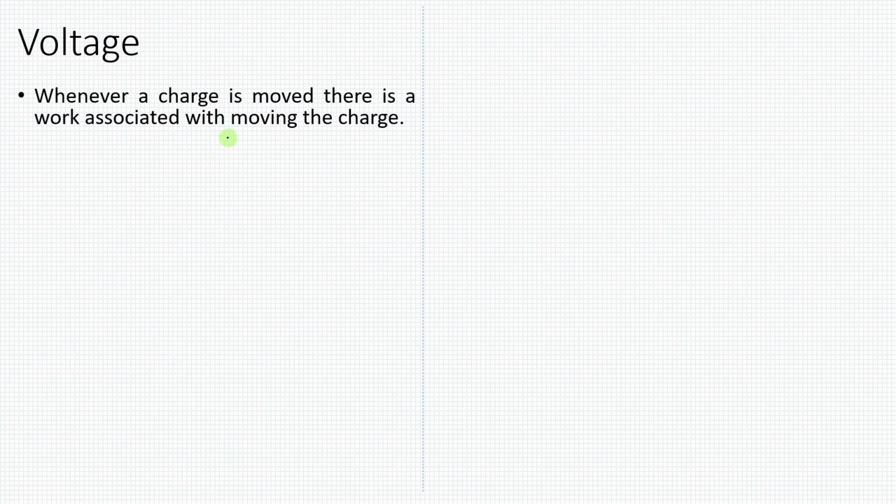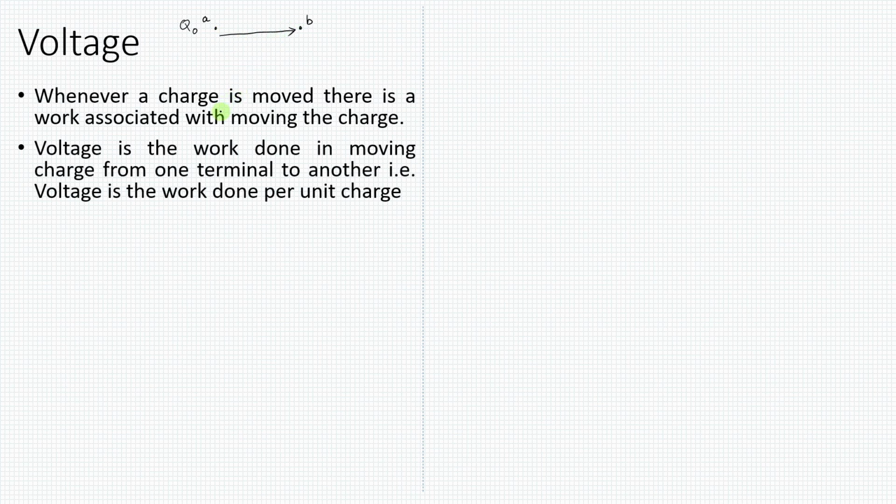So you know that whenever you have a charge, for example, say Q0, resting at a point A, if you are moving this charge from point A to point B, there is some work associated with that. You have to do some work in order for the charge to move from point A to point B. So what is voltage? Voltage is a measure of this work being done. We all know that voltage is the work done per unit charge. You might have already seen this expression where voltage is defined as the work done per unit charge.